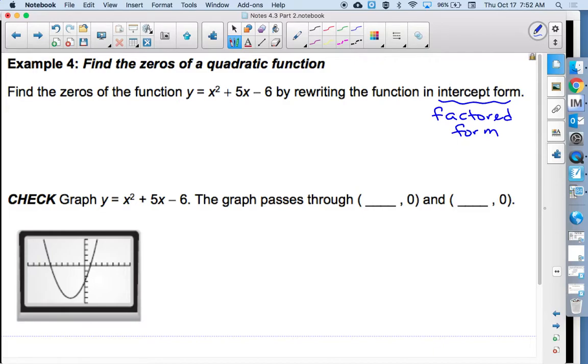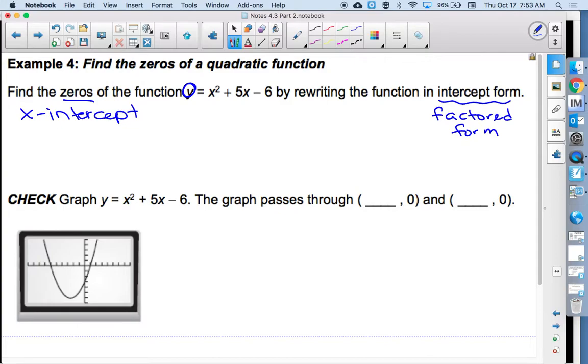Jack said you find a 0. Jack, a 0 is an x-intercept, which means y is 0. So we find a 0 of a function by making our y equal to 0. A 0 is an intercept, specifically the x. So we still need to factor this.